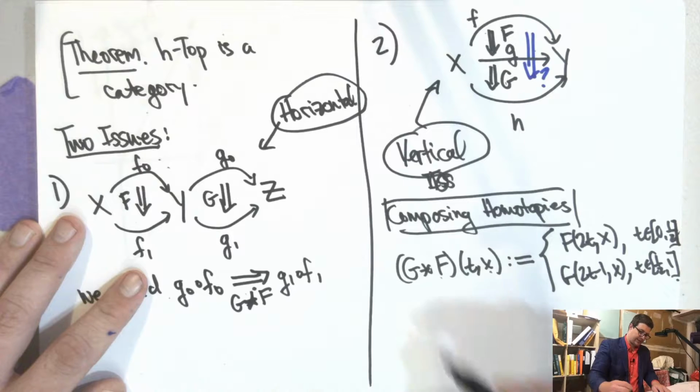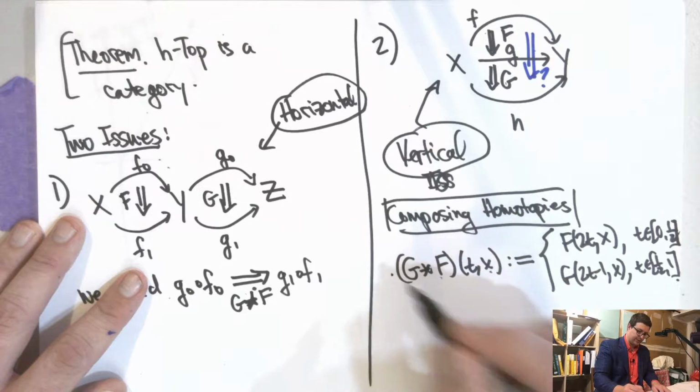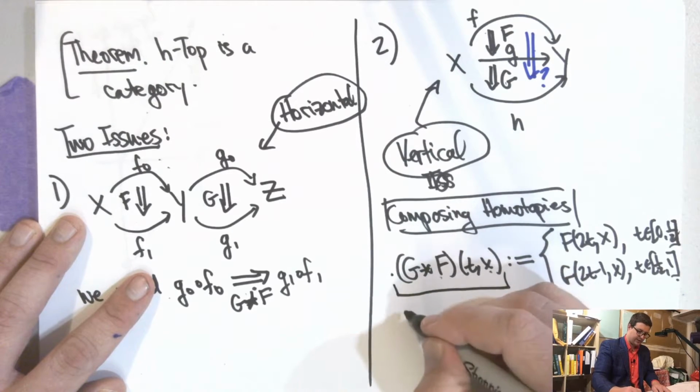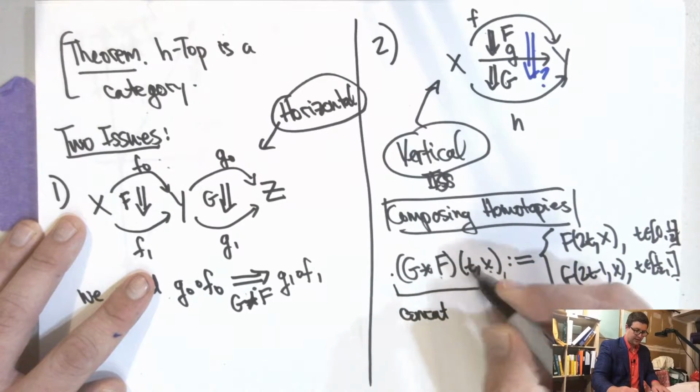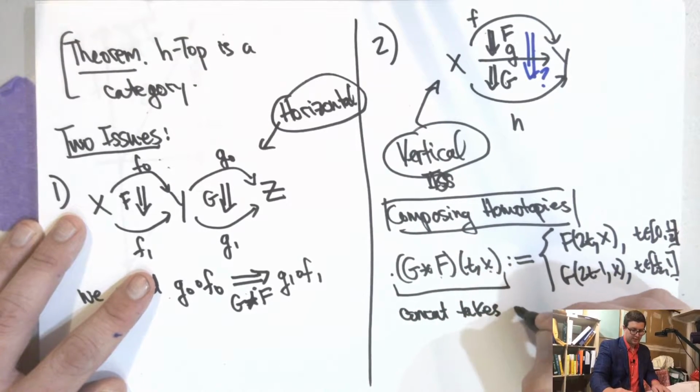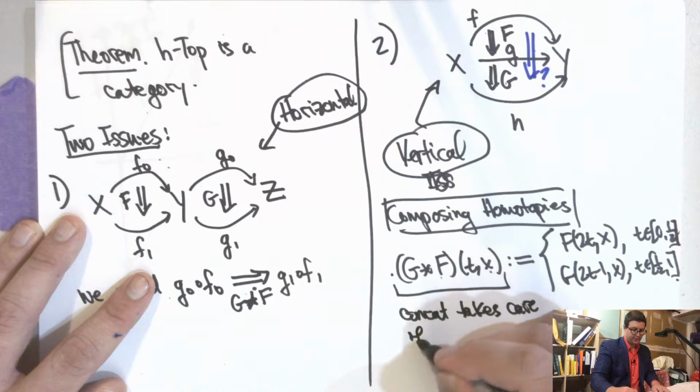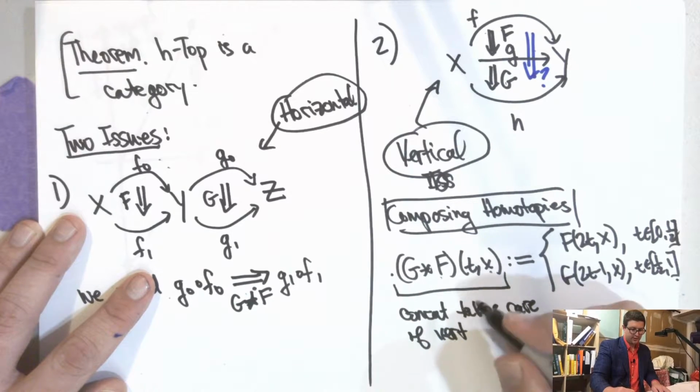So this takes care of the vertical. The concatenation takes care of the vertical composition.